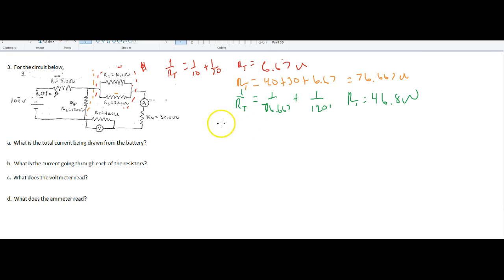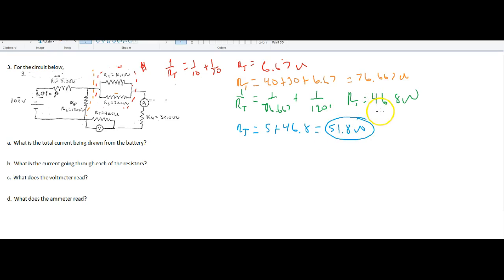Having that, I recognize, wait a second, everything that goes through this big old mess has to go through that resistor, so the resistance total of the whole entire ugly mess of fun is going to be equal to 5 plus 46.8, and so that's going to give me 51.8 ohms. So the total resistance of the whole entire thing is that.